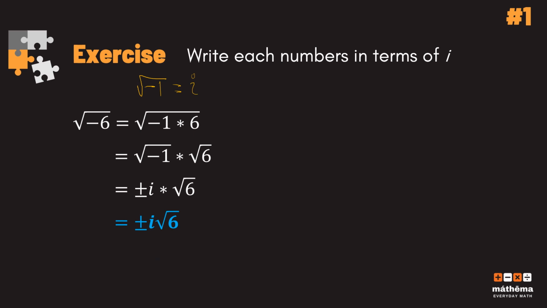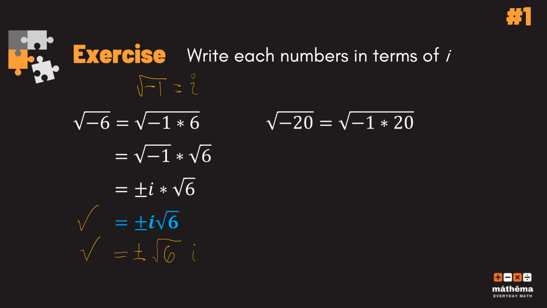Or you can also write it this way, plus minus square root of 6i. Alright? But then again, both are actually correct. Just a matter of preference in writing.